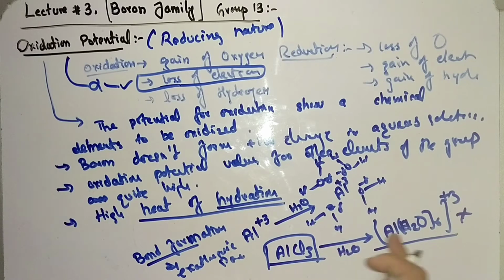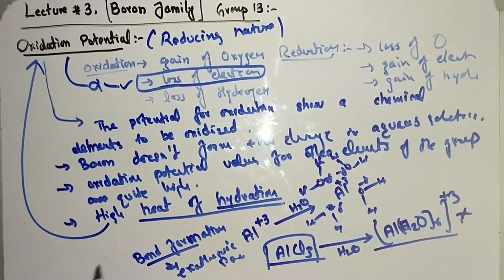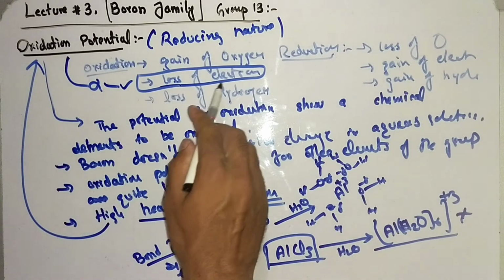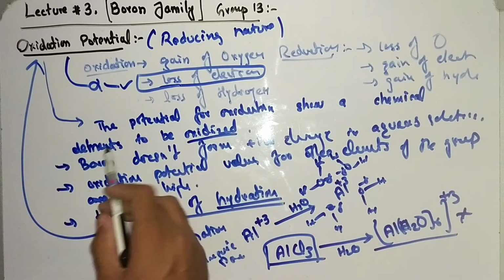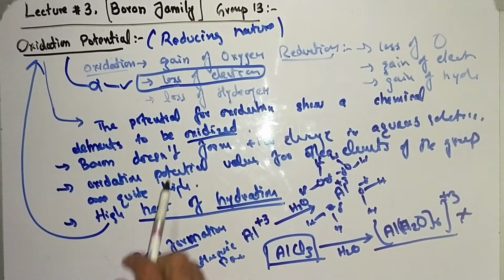So that's why it will lead to stability due to the loss of heat, high heat of hydration, means high heat is evolved. So those compounds, those ions that have high heat of hydration will be more stable, and those metal ions that have high heat of hydration will also have high oxidation potential, because they have the capacity to remove a high number of electrons. We know that loss of electron is called oxidation, and the more the oxidation of the element, the more the oxidation potential. Oxidation means loss of electron. I hope my point is clear.